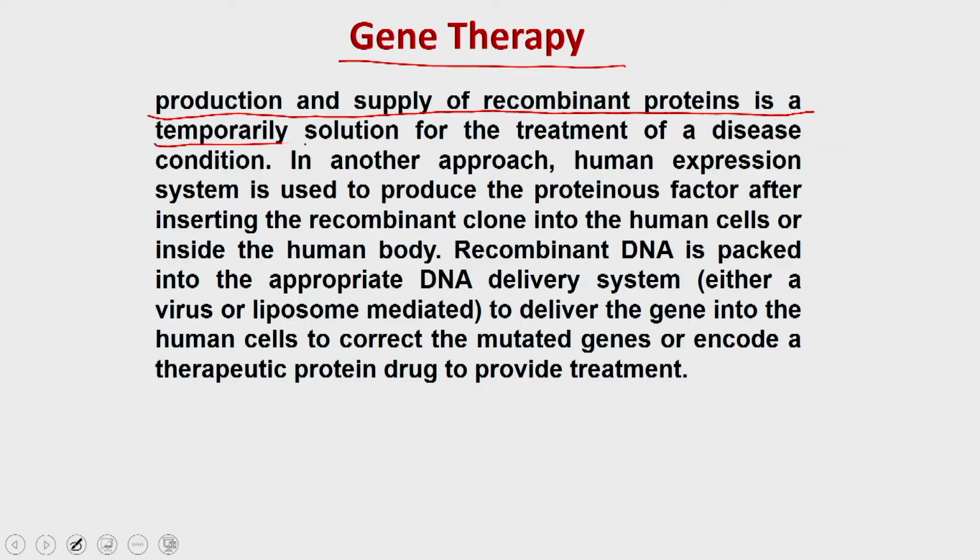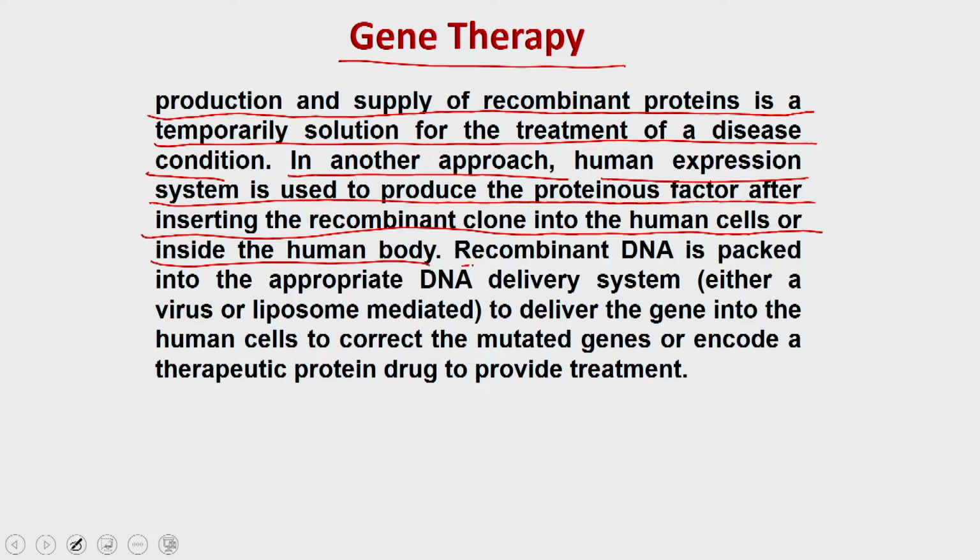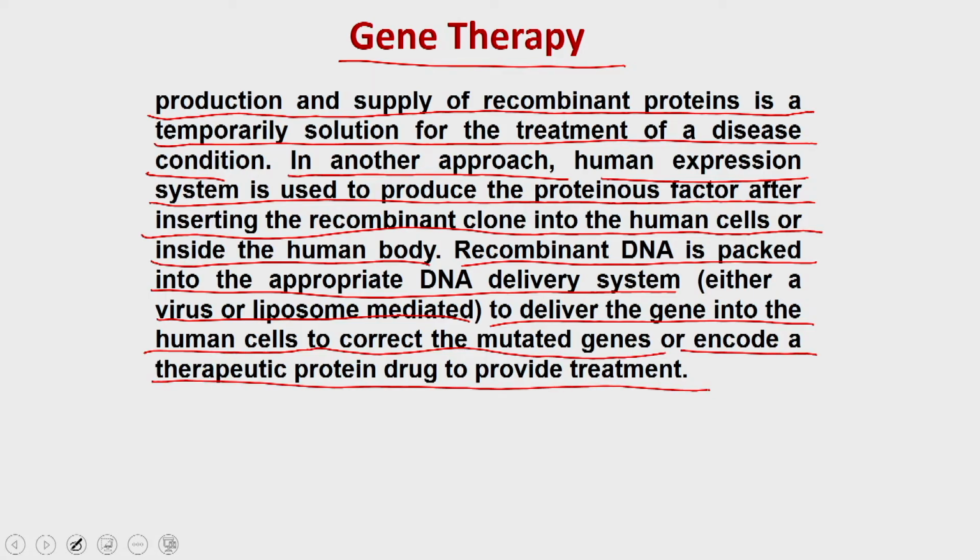So, these solutions are temporary for the treatment of disease conditions. The alternative is that the human expression system can be used to produce the proteinaceous factor after inserting the recombinant clone into the human cells or inside the human body. Recombinant DNA is packed into an appropriate DNA delivery system, either a virus or a liposome-mediated system, to deliver the gene into the human cell to correct the mutated gene, or encode a therapeutic protein drug to provide the treatment.